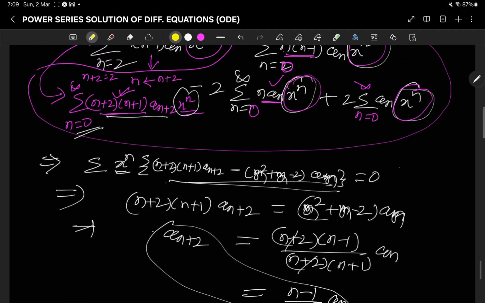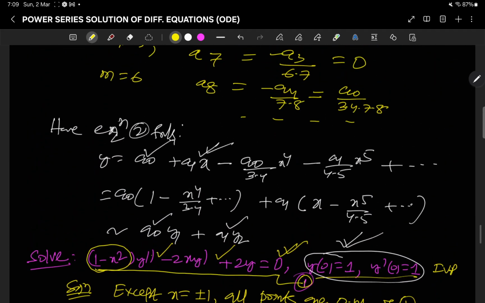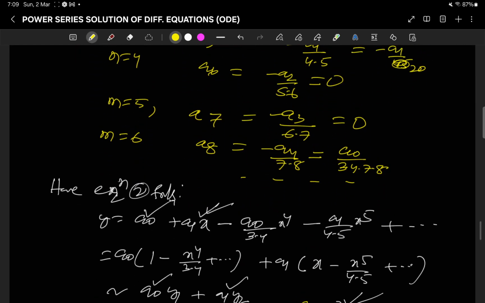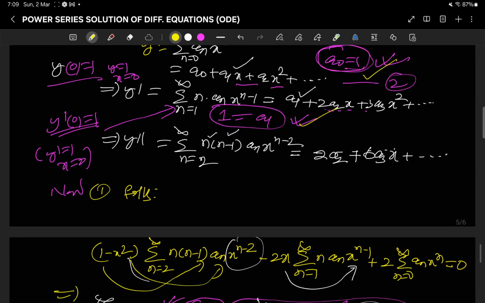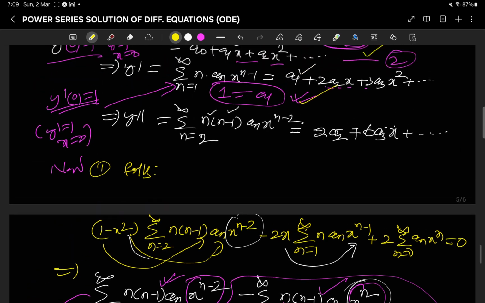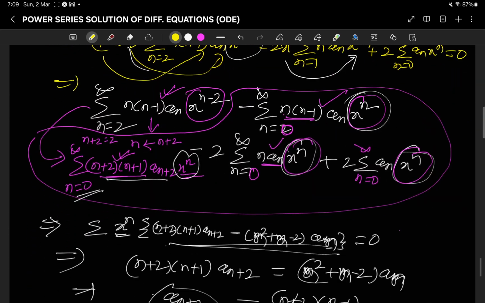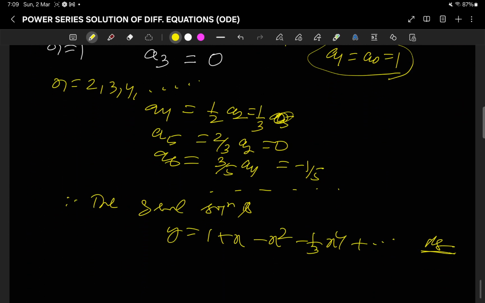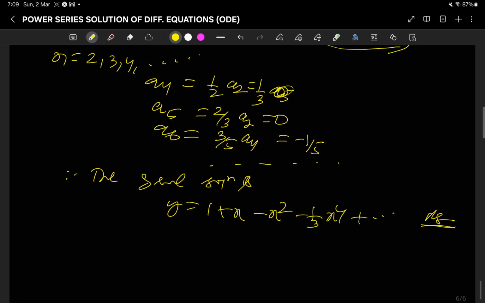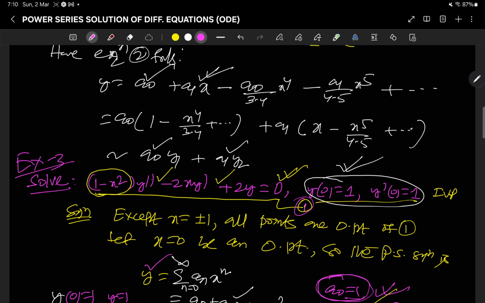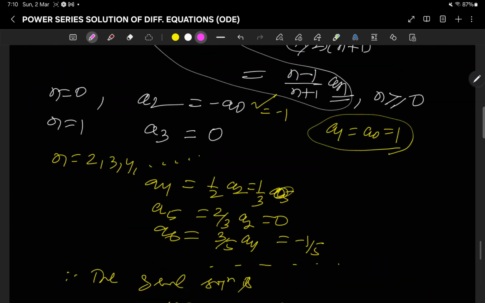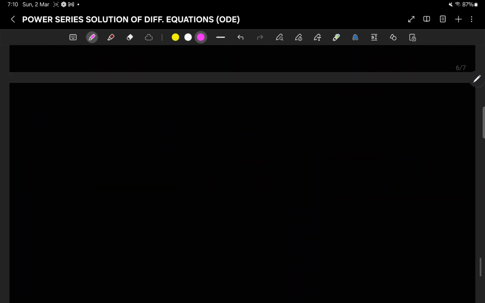So now at this juncture my instruction to all of you is that you may write the answer in series form or you may write it in open form. Okay, and accordingly you should simplify. Finally you may substitute the initial condition, or at the beginning you substitute. Okay, this is up to you. So here example 3 we solved. Now coming to one more example, example 4.